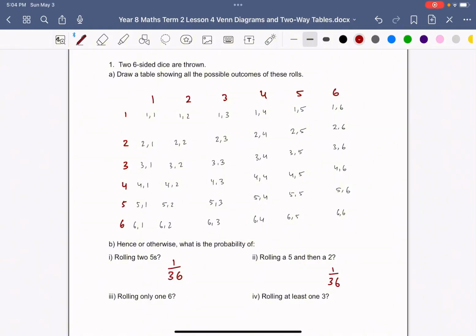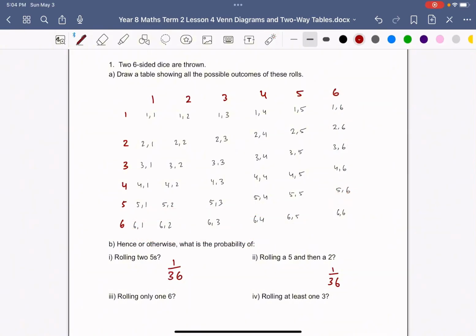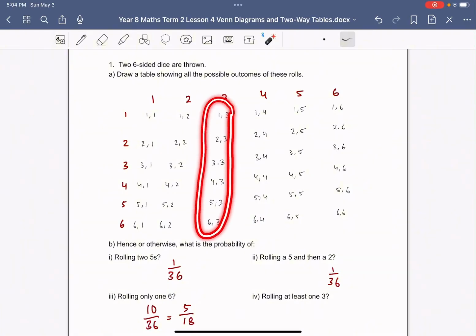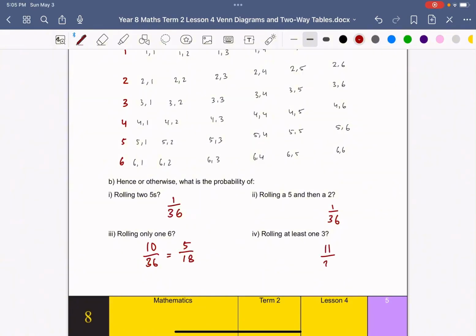Only rolling 1 6. Now if I look up here, rolling 1 6 is these values over here and also these outcomes over here. 5 plus 5 is 10. So that's 10 out of my 36 outcomes, which can simplify down to 5 over 18 as my probability. Now rolling at least 1 3 means all of my 3s. So these values over here, these two, and also these two. That would be 11 out of my 36 outcomes.